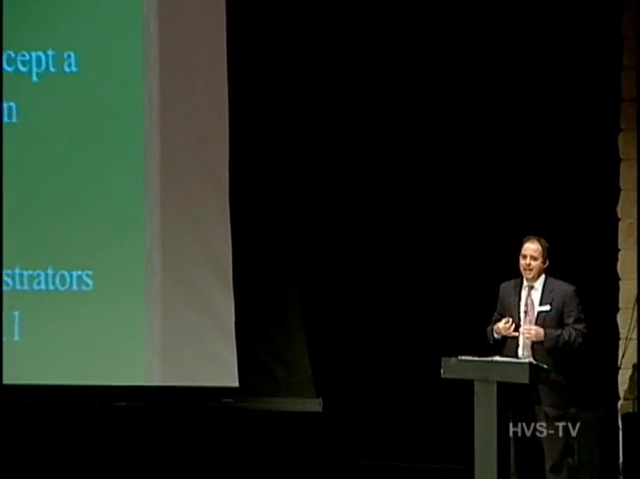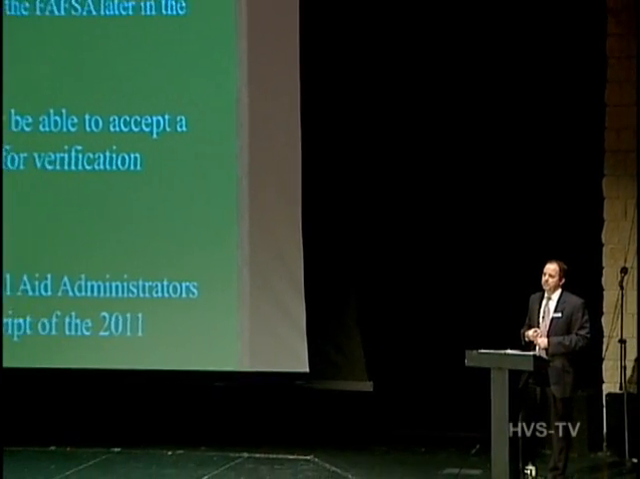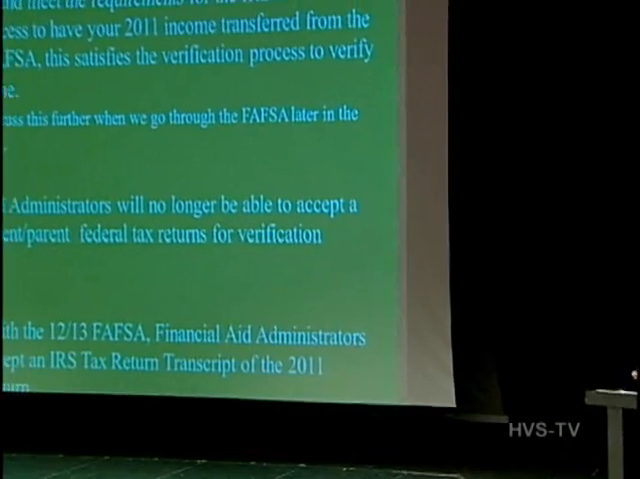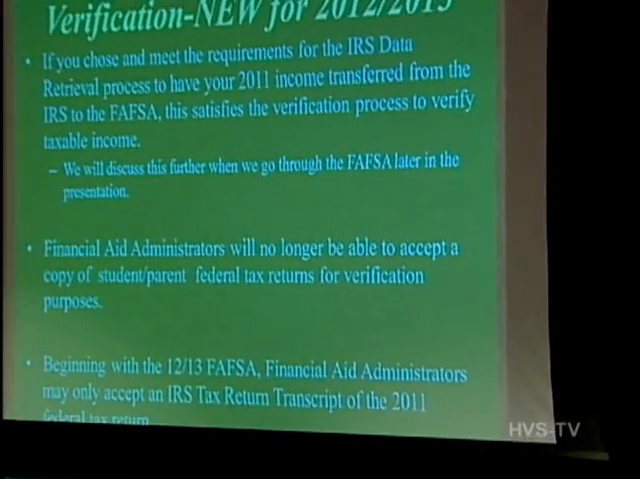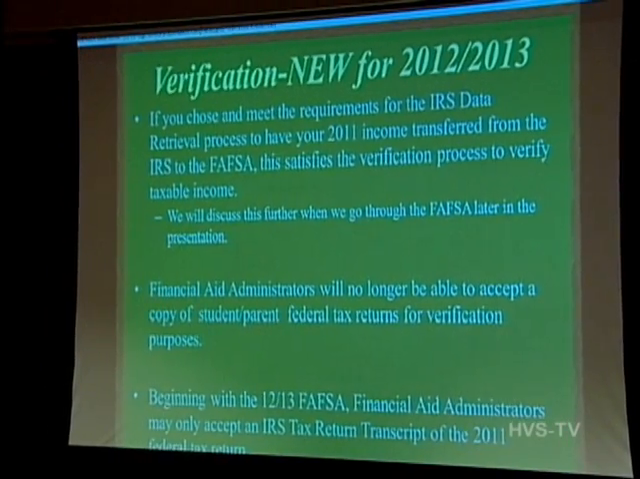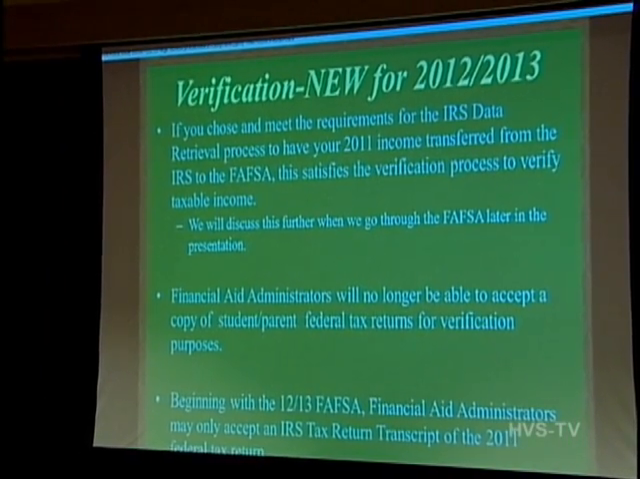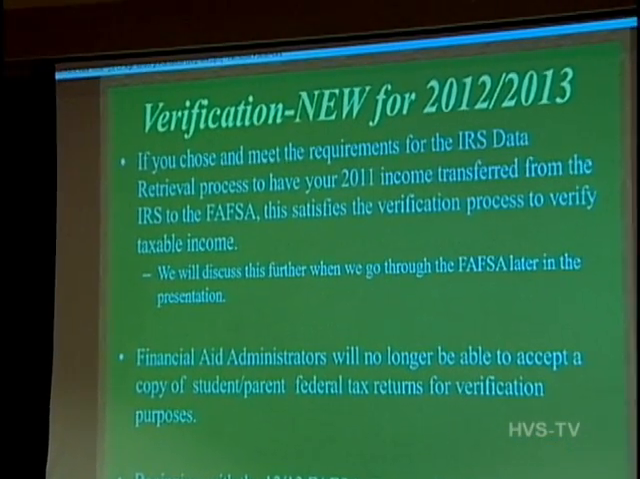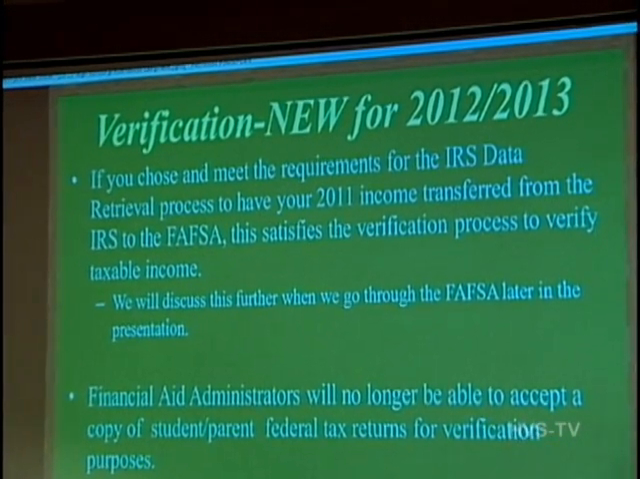Okay, new for the 12-13 school year, if you're selected for verification, financial aid administrators are no longer able to accept a copy of your tax return. Okay, so in my 15-year career at Baker College, if a student was selected for verification, we just notified them, they brought in the taxes, and we made copies, put it in the file, worked it, and made it official. Now, we have to accept what's called a tax transcript from the IRS.